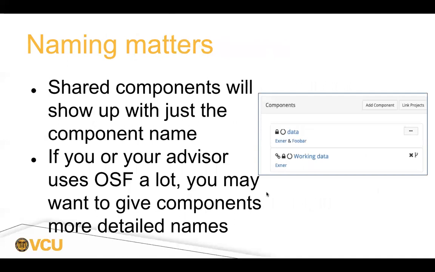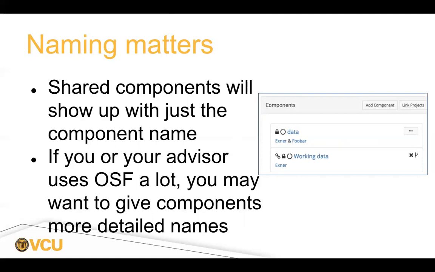When I share components, if my whole lab is all using Open Science Framework, the people it's shared with are going to get the components named however I named them. So right now I've got a little screenshot on the side of what Dr. Fubar sees when I share things, and I've shared one project's component called data and another project's component called working data with Dr. Fubar. And there's no way to easily tell looking here which is with which project, because all I called the component was data.